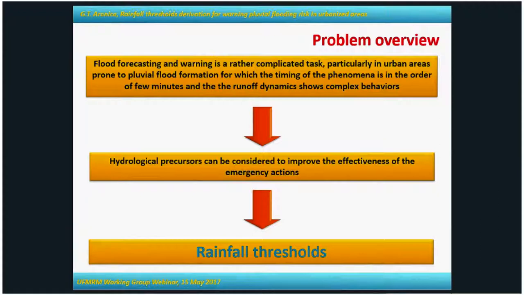And the dynamics of runoff, especially runoff on the surface of these kinds of catchments, show very complex behaviors. It's not a classical rainfall-runoff transformation you can have in a natural catchment. So implementing a system for flash flood or pluvial flood forecasting and warning using the classical techniques of real-time or complex modeling is a little bit more complicated. So one possible solution is working on the so-called hydrological precursors. Hydrological precursors are a sort of hydrological tool which can be used normally offline, and in some cases also online, which allows you to have immediate information on the flood conditions, on the risk condition, and immediately issue a warning. This particular kind of hydrological precursor is the rainfall thresholds.